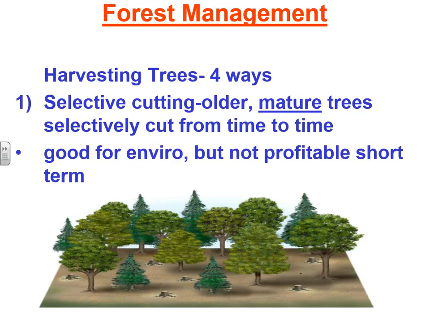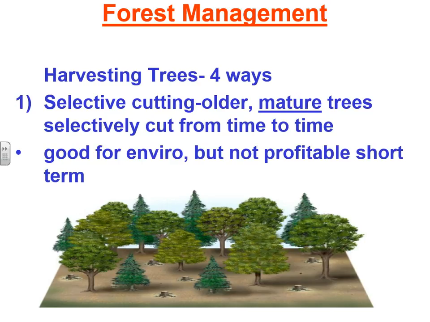And the first one we said yesterday was selective cutting. If you look at the picture, it's going to help to explain what selective cutting is. It says here that we are going to remove older mature trees and leave most of the forest intact. So that's what we can see from the picture. It says good for the environment. It's not profitable short term.